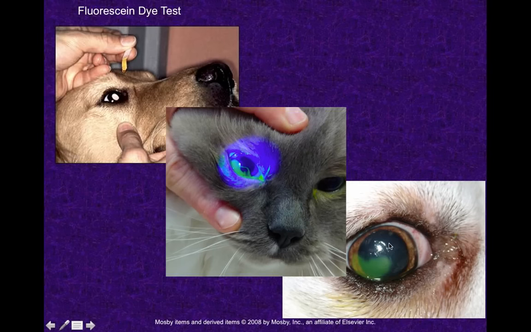If left untreated, they can be called melting ulcers. And that's where it continues past the cornea into the aqueous humor and through to the lens, which is quite scary and horribly painful. And it can result in enucleation. And the term enucleation, E-N-U-C-L-E-A-T-I-O-N, is a surgical removal of the eyeball. That's it.